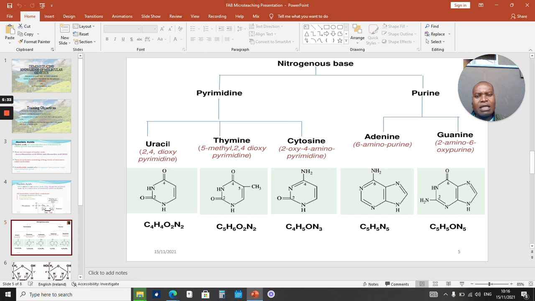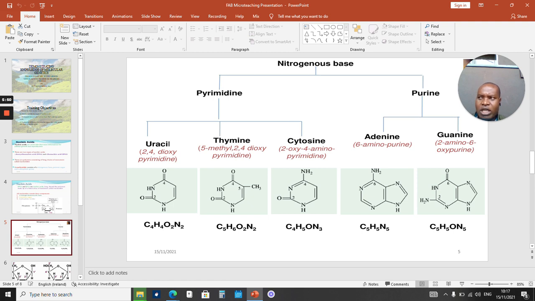Yes. The pyrimidines are made up of single rings. They are made up of single nitrogenous rings, and we call them nitrogenous bases. By the way, let me mention this one. We call these molecules nitrogenous bases because they contain nitrogen.